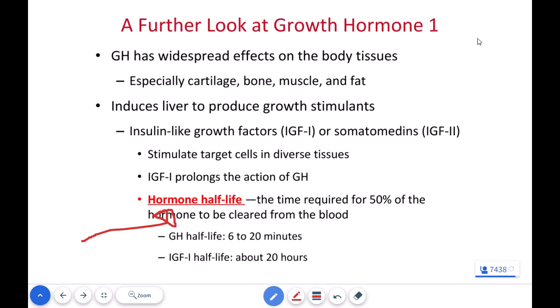Now, growth hormone has a half-life of about 6 to 20 minutes. So that growth hormone that's released from the anterior pituitary gland only has a very short period of time to travel to the liver and stimulate the production of IGF-1. And once IGF-1, that growth factor number 1, is produced, that growth factor has a half-life of about 20 hours. So as we're looking at these two hormones, growth hormone dissipates very quickly from the bloodstream, and then IGF-1 lingers for a much longer period of time within our bloodstreams.